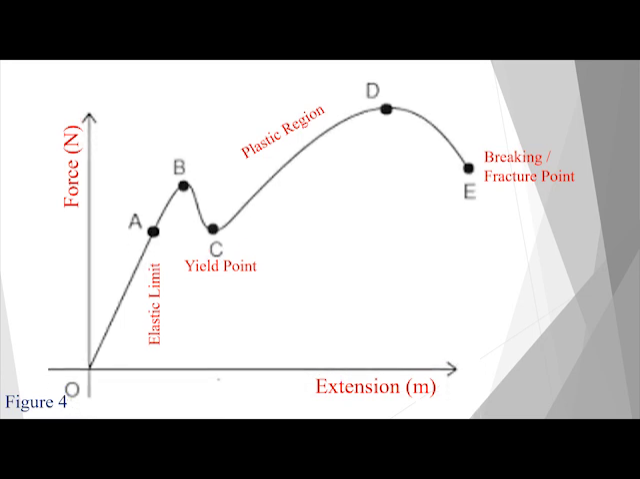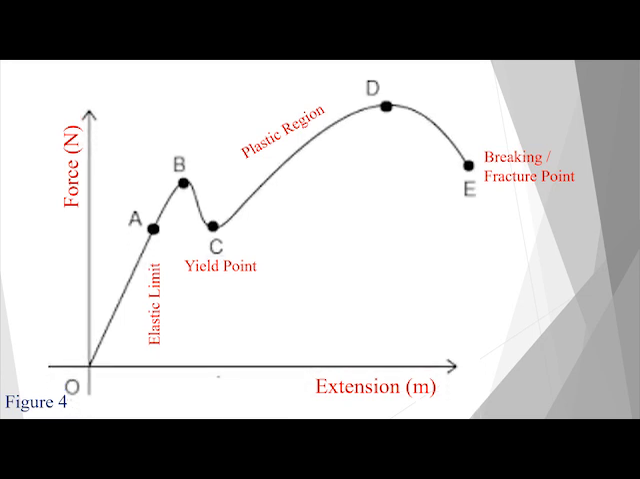Figure 4 is the graphical relationship between force and the deformation in an elastic material. As we could see from the graph, between point O and point A, that means the point whereby the material still retains its elastic property, any little addition in force will result in a corresponding increase in deformation. That means force is directly proportional to extension.